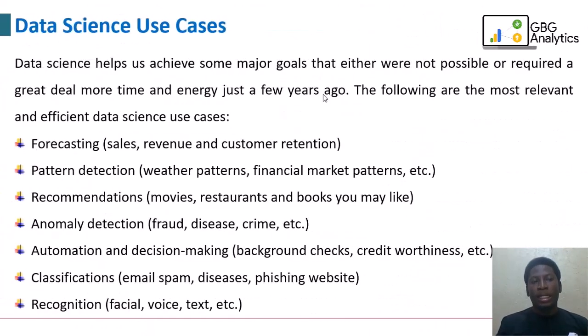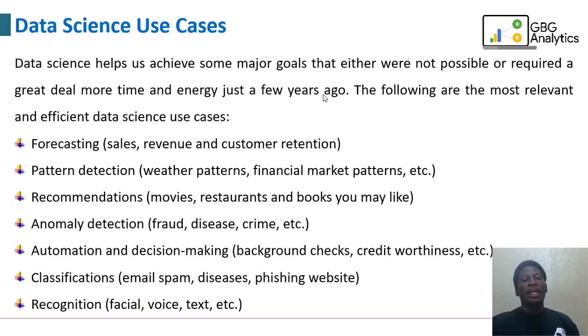Now, what are the various cases in which you can use data science? For example, you may use data science for forecasting, such as forecasting your next year sales, the next year revenue for a company, or building customer retention. Customer retention is the ability of a company to retain their customers so that they will not go to other companies. Another use case of data science is pattern detection. This is where you are detecting patterns from your data set. For example, you may want to detect weather patterns, whether it will rain today or not.